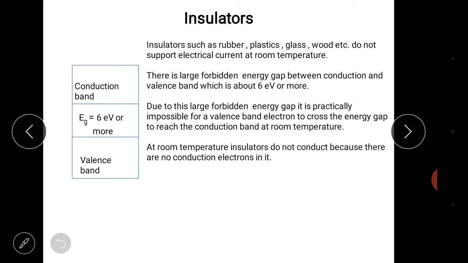Due to this large forbidden energy gap, it is practically impossible for a valence band electron to cross the energy gap to reach the conduction band at room temperature. At room temperature, insulators do not conduct because there are no conduction electrons in them.